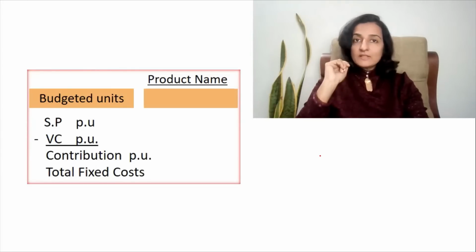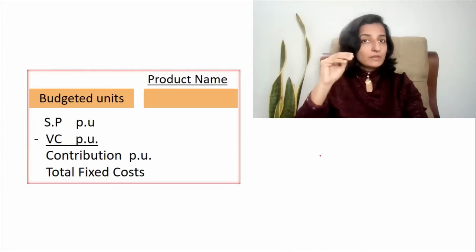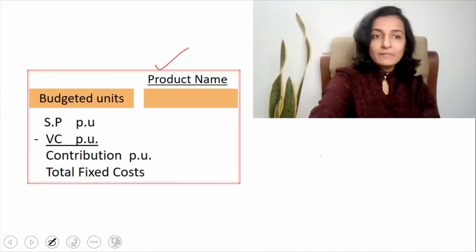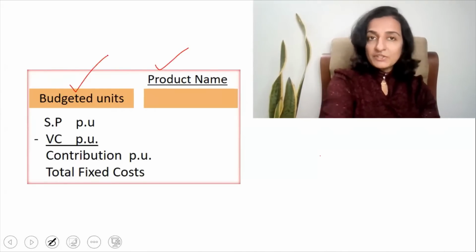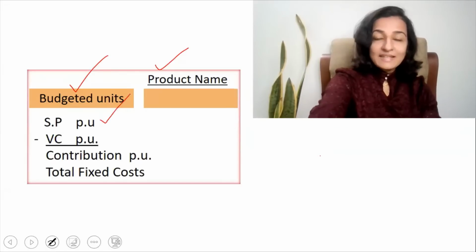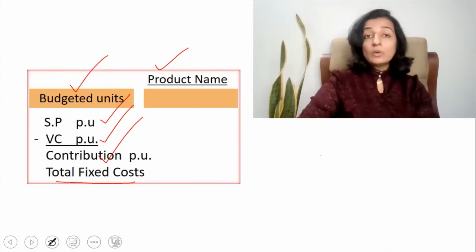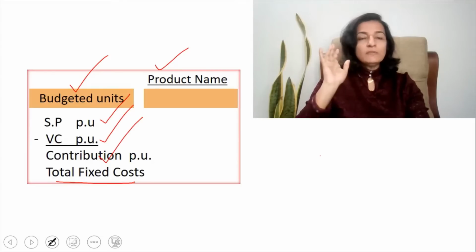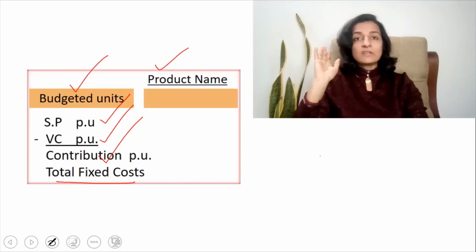Now, in a marginal costing problem, you might have one product or more than one product. So first write the product name, then write the budgeted units. Then comes the selling price per unit. You have to reduce the variable cost per unit, so you get the contribution per unit. And finally, you take note of the total fixed cost. This is the only information that you need for tackling any kind of marginal costing question.